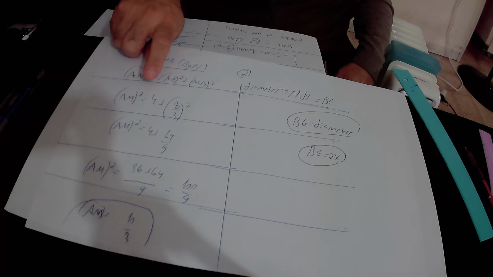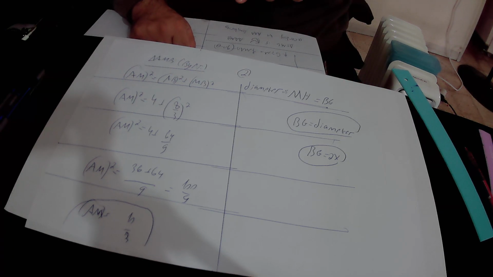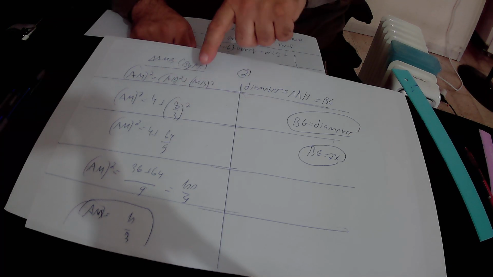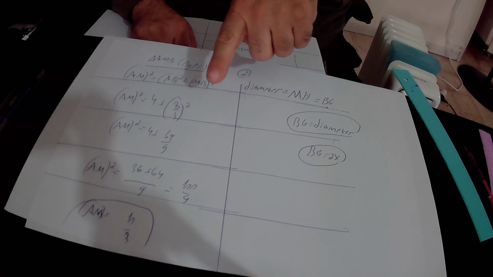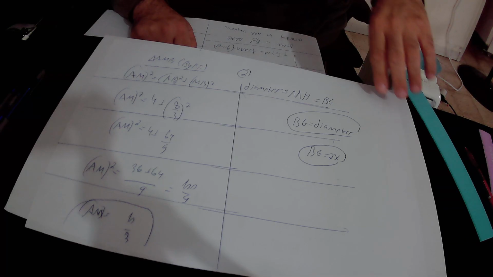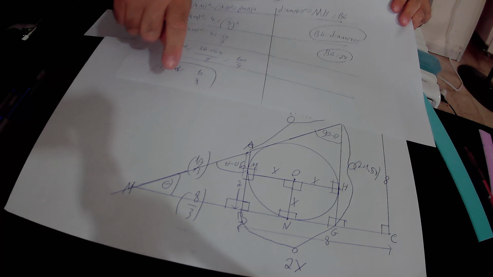Then we multiplied 4 by 9, and then divided by 9 in order to have a common factor with 64 over 9. And we got that AM square equals 4 times 9 is 36, plus 64 over 9. 36 plus 64 is 100, so AM square equals 100 over 9. We took the square root of this equation and found that AM equals the square root of 100 over 9. The square root of 100 is 10, and the square root of 9 is 3. So in conclusion, the length of the hypotenuse AM is equal to 10 over 3 units.